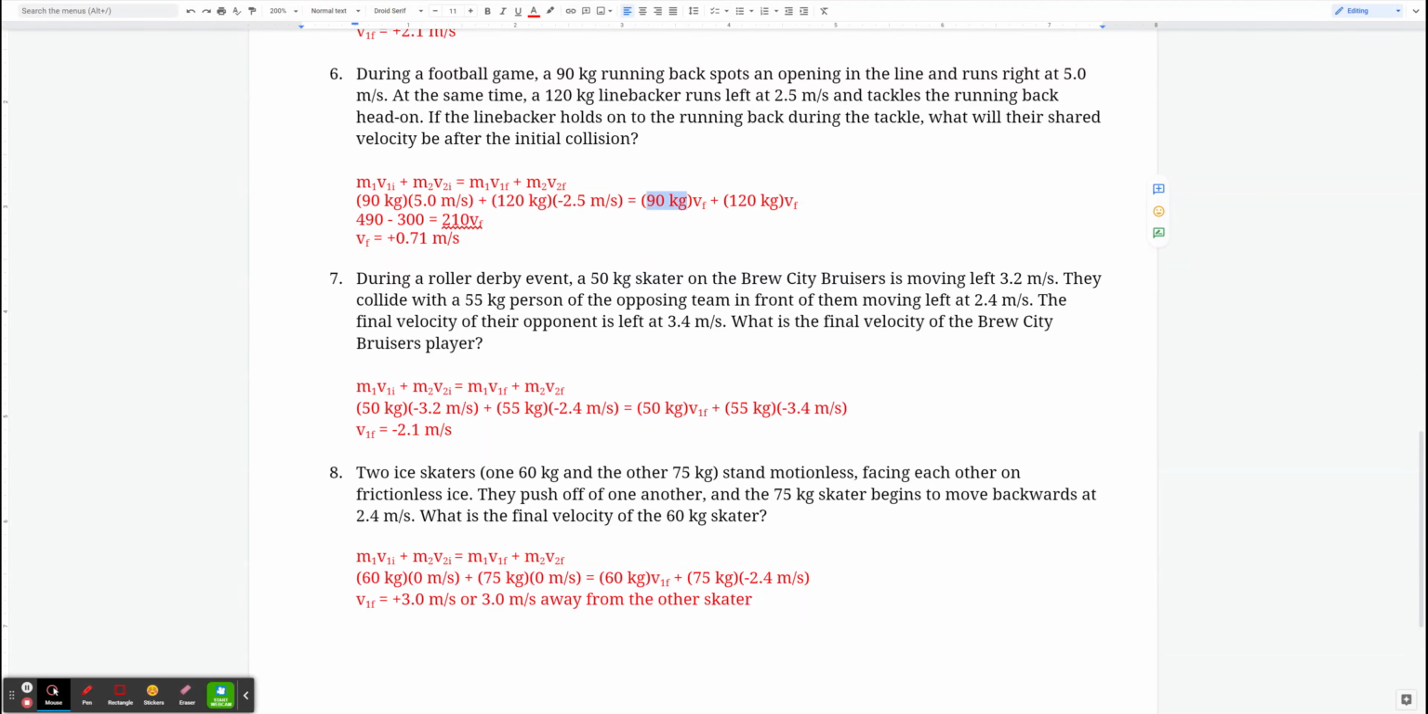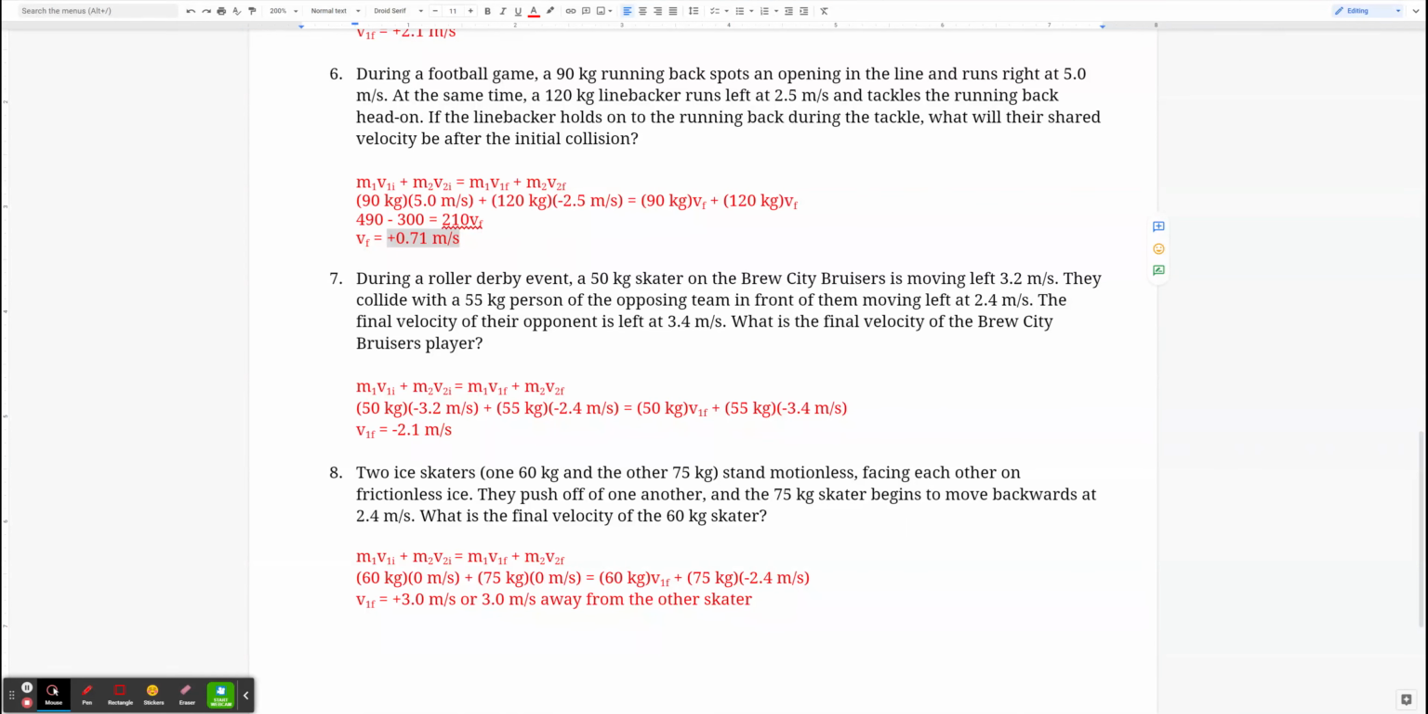So if we write the final momentum of the running back, it's 90 times v. If we do it for the linebacker, it's 120 times v. So if we add those together, since they have the same final velocity, we get 210v. And then 90 times 5 is 450. And then 120 times negative 2.5 gets us negative 300 here. So then if we subtract them and then divide by 210, we get a final velocity of 0.71. So they'll end up moving to the right at 0.71 meters per second.